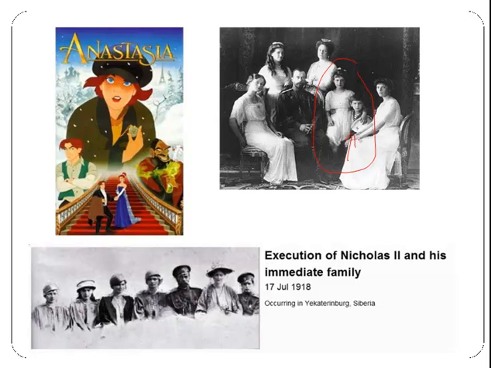And again, this is about 10 years later. So this is when the rumors surfaced that, well, maybe Anastasia had survived because they couldn't find her. No remains were found at the time. Since then, they've found some. But at the time, they couldn't find any remains from this little girl.